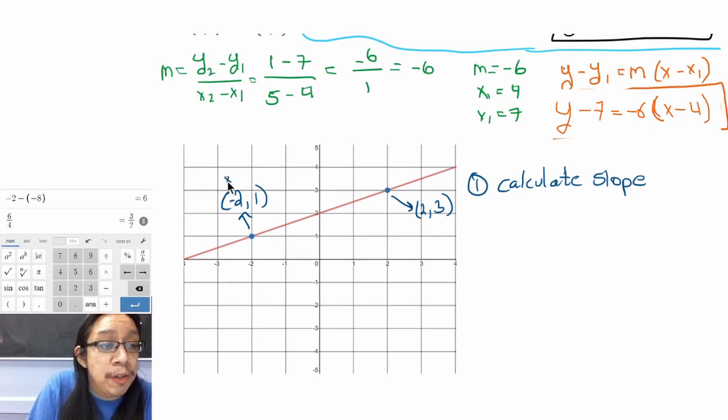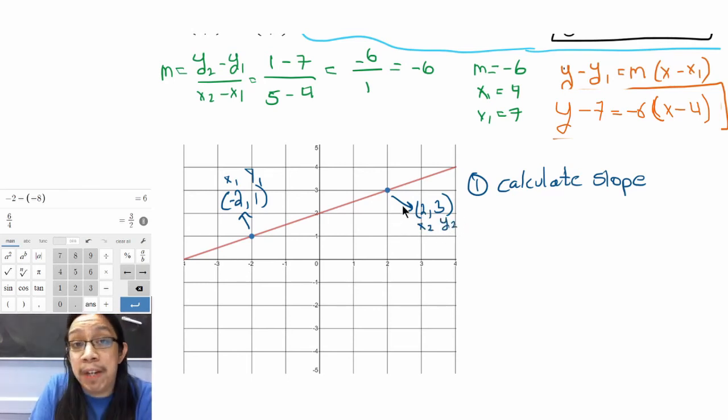And by doing this, we can go ahead and label what our x1 and our y1 are going to be. This is also especially useful if they don't give you any points, because then you would have to go out of your way to find those points, and it would be nice if you knew what numbers you were working with. Okay, so let's go ahead and calculate the slope then.